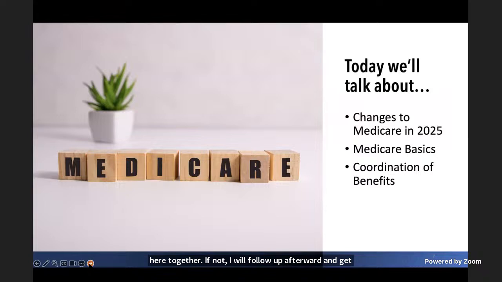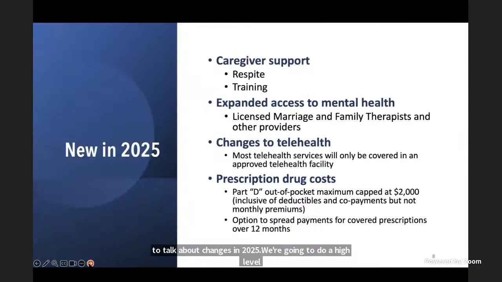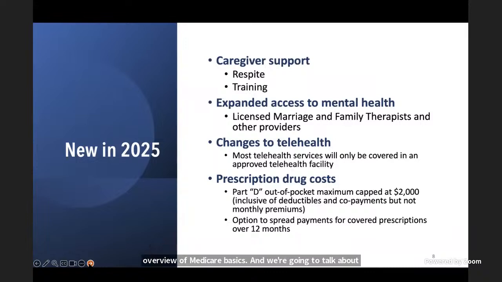So, as I mentioned, we're going to talk about changes in 2025. We're going to do a high level overview of Medicare basics, and then we're also going to talk about coordination of benefits. So, what's new in 2025? The Medicare program year will begin January 1st, 2025. So, some of the things we're going to talk about today aren't going to be available till then.